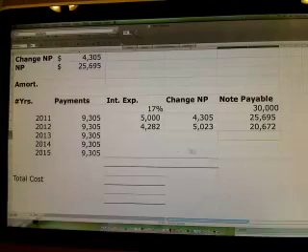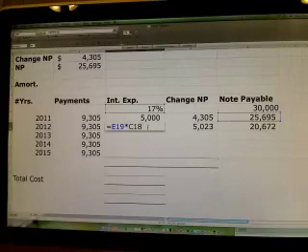Now you can do this process throughout the entire term of your note, or you can do a quicker version of it, which I can show you. Just follow along with me, and it goes by really fast here. What I want you to do in the year 2012, the 4,282, I want you to double click so that your formula shows.